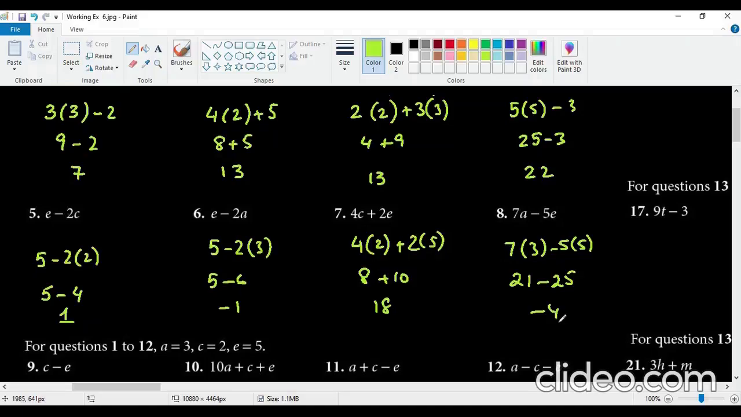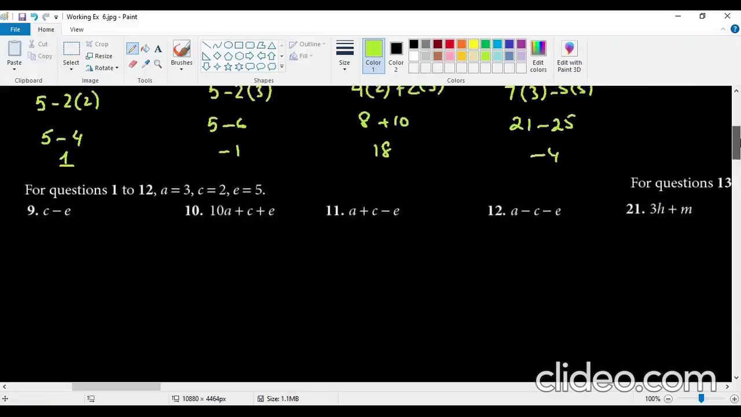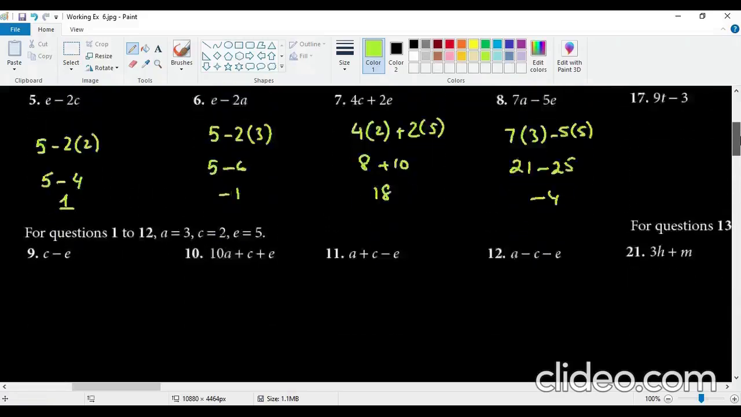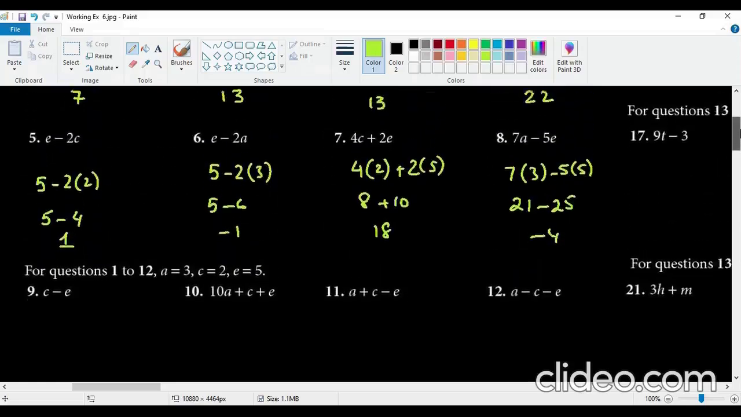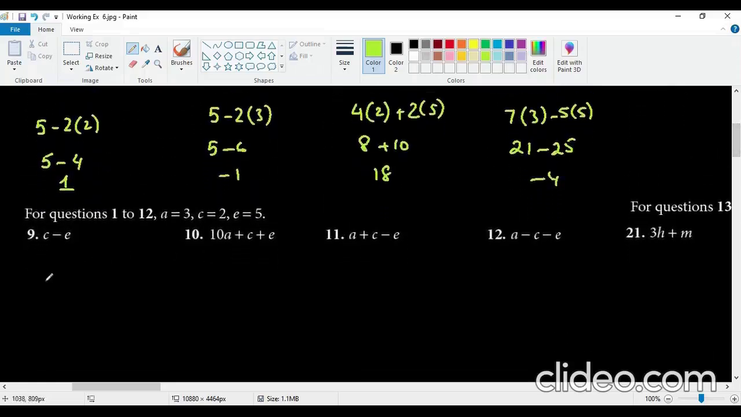Now, in the next question, which is 9, it says c, which is 2, minus 5, which is going to give us negative 3. When it comes to question number 10, 10 times a, which is 3, plus c, which is 2, and plus e, which is 5. That means it's going to give you 30 plus 7, so it's going to be 37.